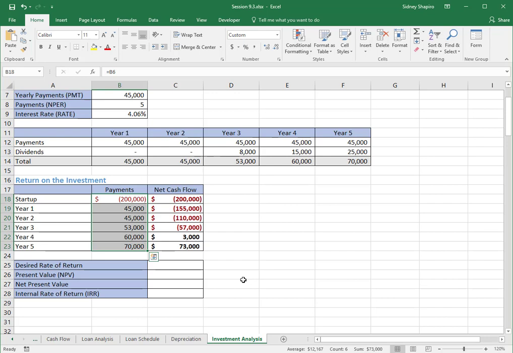So in year 1, the investors first put in the 200,000. In year 1, they get back 45. In the second year, they get back another 45, then 53, 60, and 70.